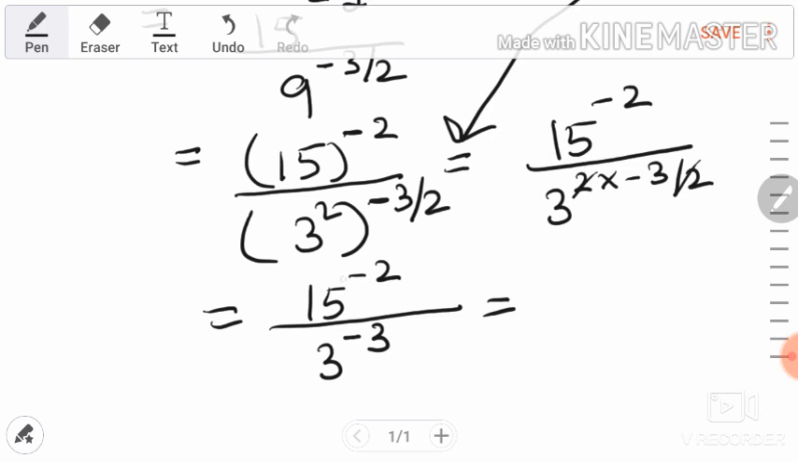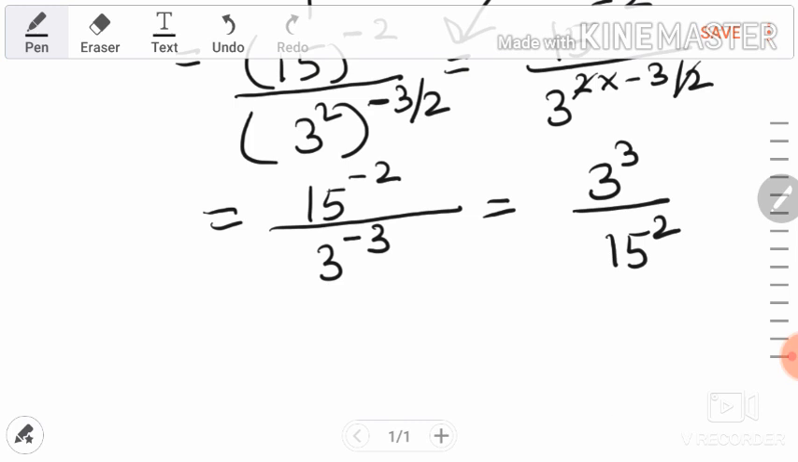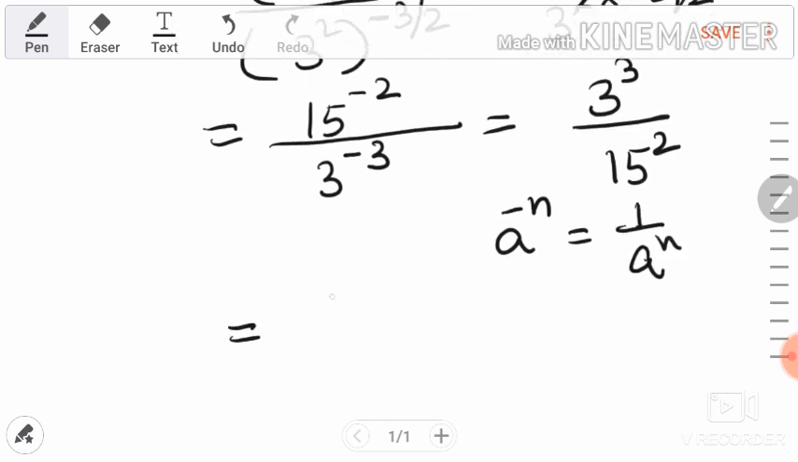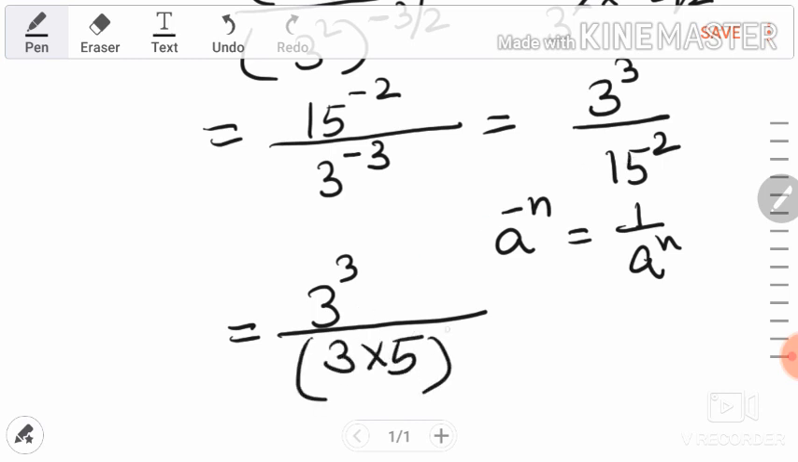Now, to change the sign of the powers, we can reciprocal the base. So this will become 3 to the power 3 divided by 15 to the power 2. We have used a^(-n) equal to 1 over a^n. So now 3 to the power 3 divided by 15 can be broken into factors (3 into 5) whole to the power 2.